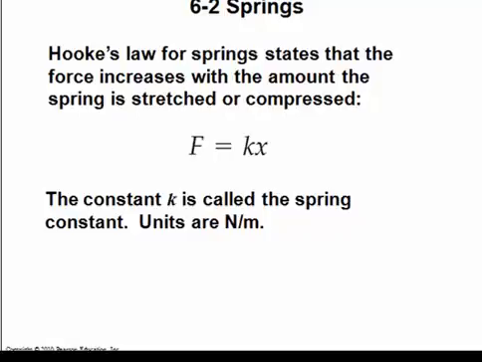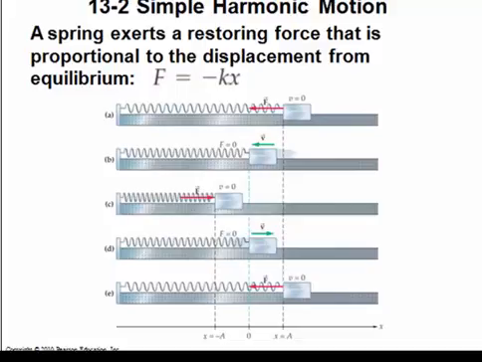Robert Hooke was noted for his study of elasticity in springs. He determined that the force needed to stretch a spring was equal to the stretch x times the stiffness, or spring constant k, of the spring. The spring constant is measured in newtons per meter. If the force needed to stretch a spring is kx, then the restoring force, or the force that the spring pulls back with, is F equals negative kx.